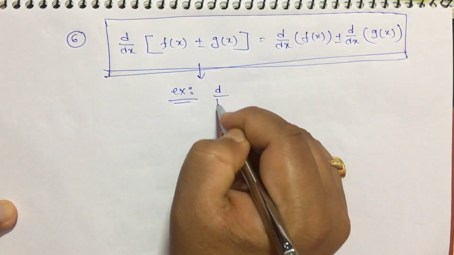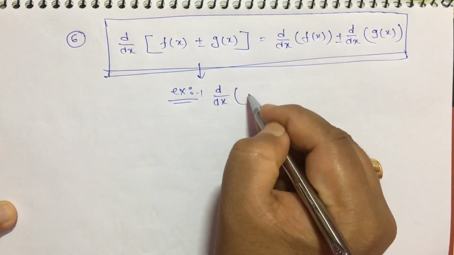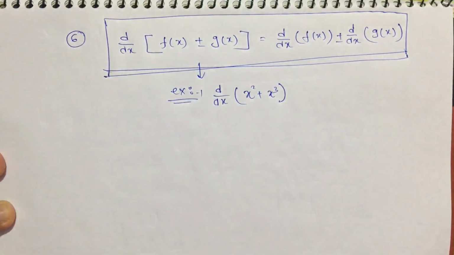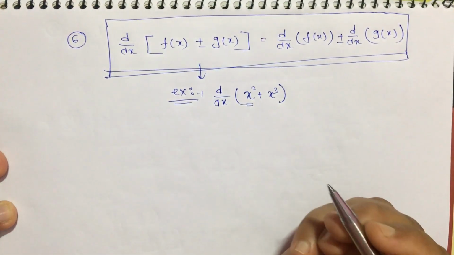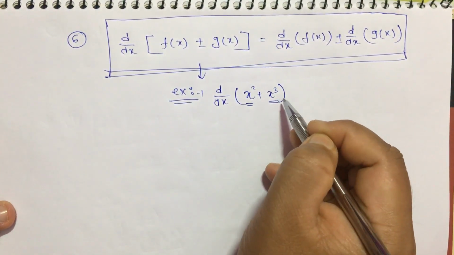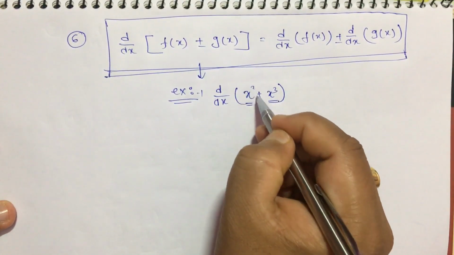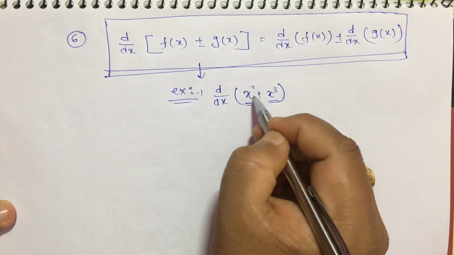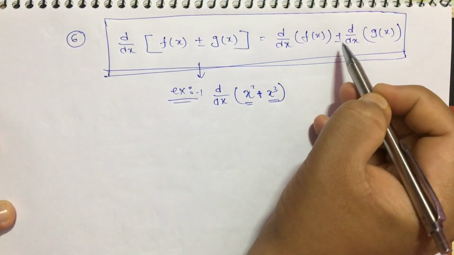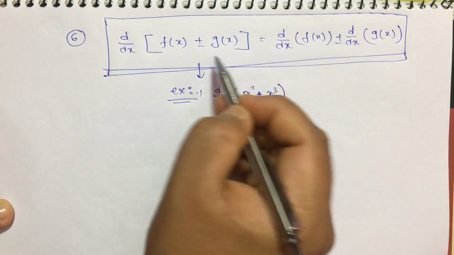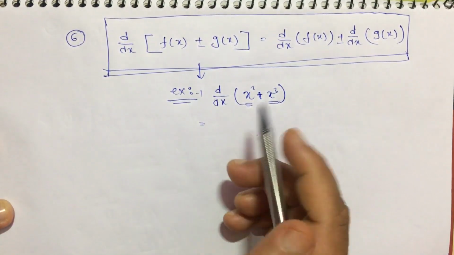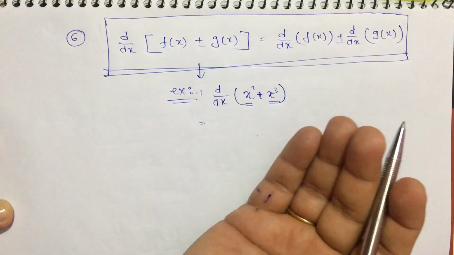Like, if it is given d by dx of x square plus x cube. You can see this x square is a function of x, obviously. This x cube is also a function of x, because if x changes, x cube changes. So this is a function of x, this is another function of x, and an addition is given there. Here I have written plus or minus; it means when it is plus, the answer will have plus here, when it is minus, there will be minus here. So how to use it? If such types of terms are there, then you can do the derivative separately for each term.